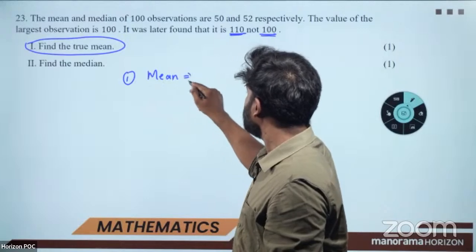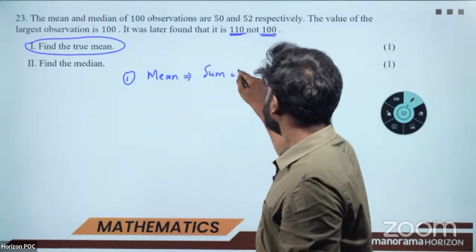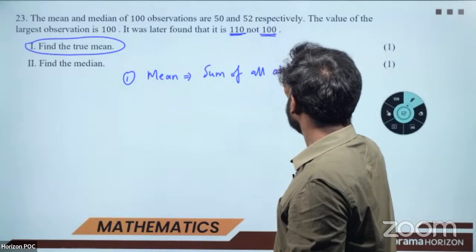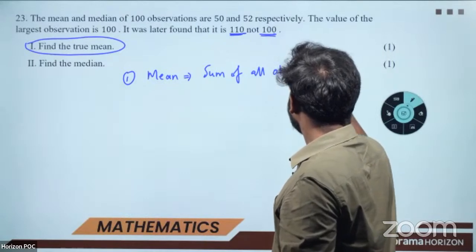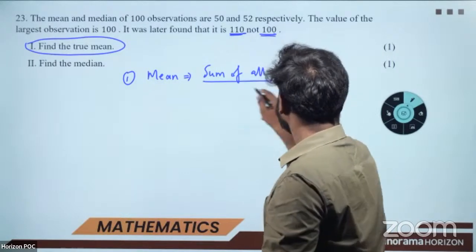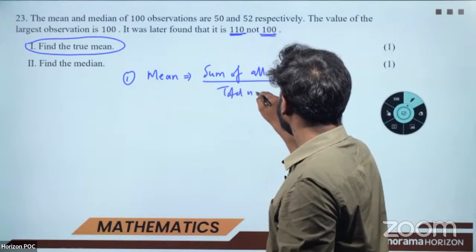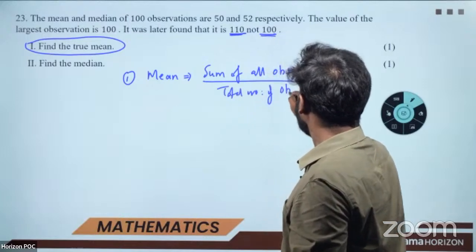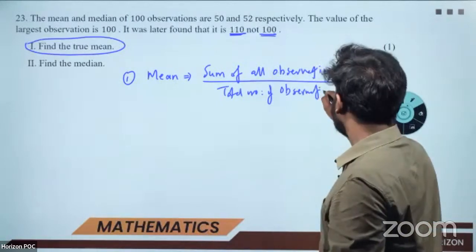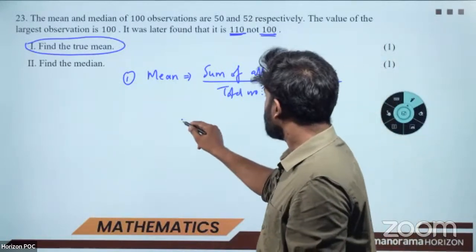The formula for mean is nothing but the sum of all observations divided by the total number of observations. That will be the formula for finding the mean. This is what we have studied.